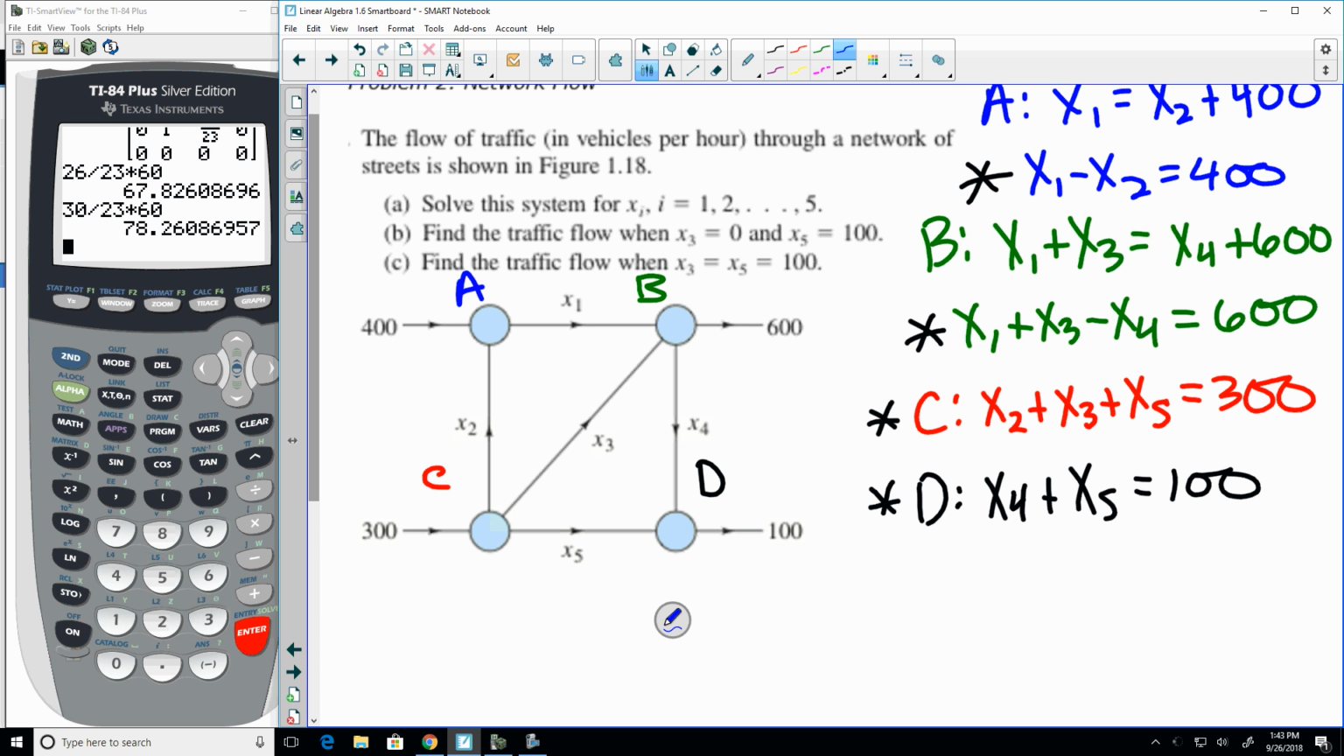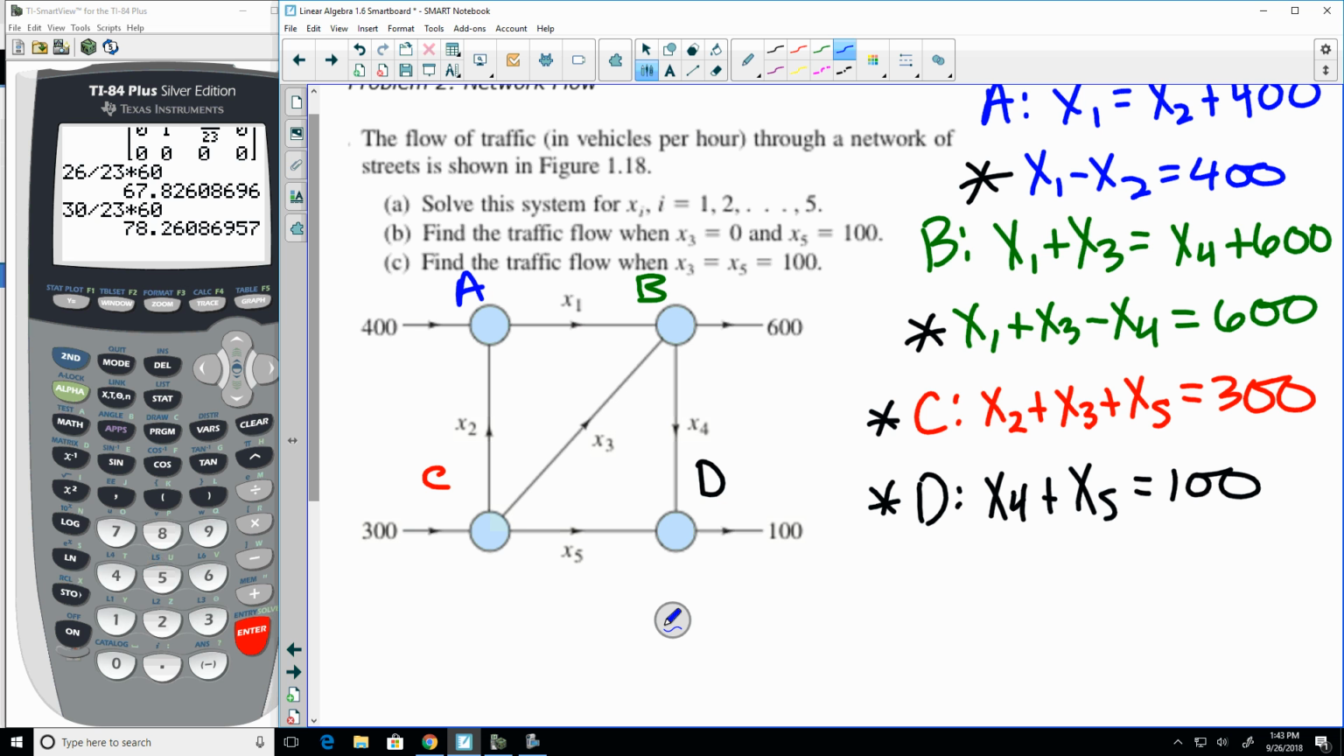We're not trying to zero these out. We're going to leave what they have in the augmented part. Whatever's not there will be a 0. We'll have a coefficient 0. The 100, 300, 600, that'll be on the right side.